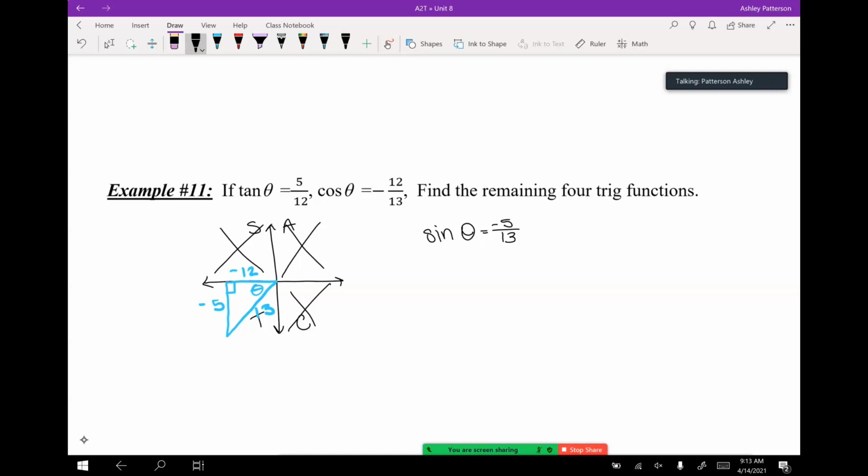We have cosine, we have tangent. Let's jump to our reciprocals. We have the cosecant of theta, which is the reciprocal of sine, so negative 13 over 5. We have secant of theta, which is the reciprocal of cosine, so negative 13 over 12. And the cotangent of theta, which is the reciprocal of tangent, grand finale, 12 over 5.